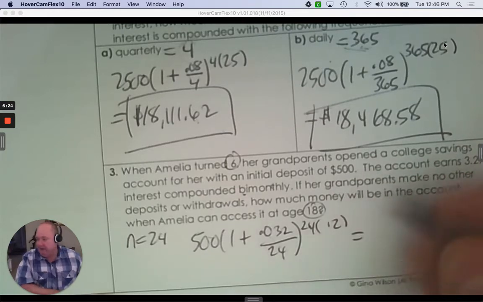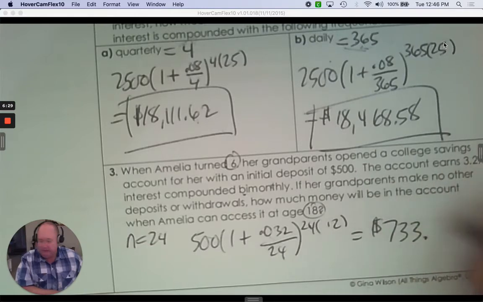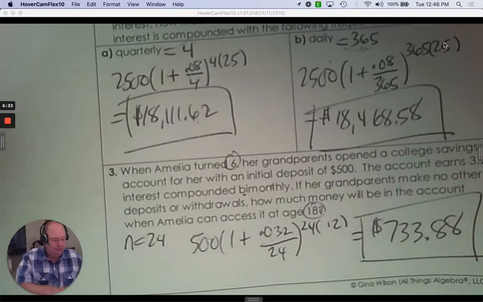Put that in your calculator, and how much money would she have? She's going to be so rich. $733.88. Better than nothing, right? Turn the page.